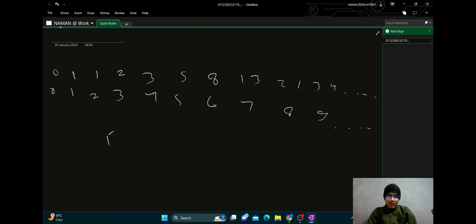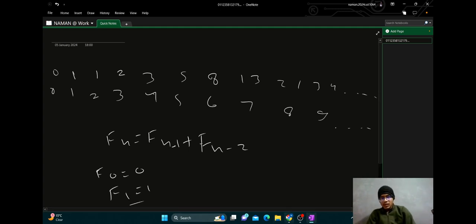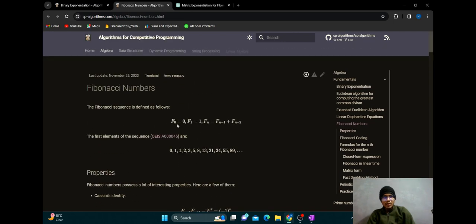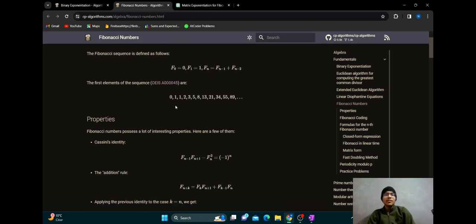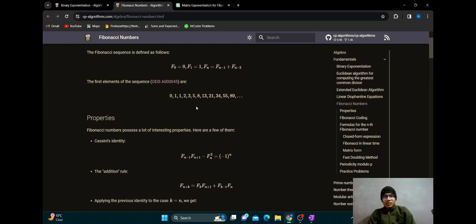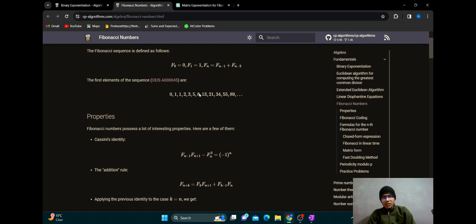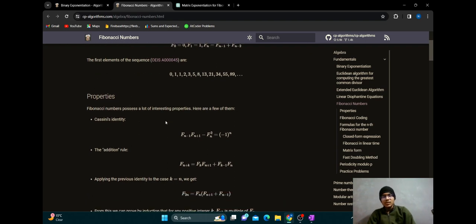So what is the general equation for it? It is f of n equal to f of n minus 1 plus f of n minus 2, and you are given f of 0 equal to 0 and f of 1 equal to 1. So it is the Fibonacci series. The Fibonacci sequence is defined as follows: f0 equal to 0, f1 equal to 1, and f of n equal to f of n minus 1 plus f of n minus 2. The series looks like this: 0, 1, 1, 2, 3. Any number is the sum of the previous two, except the zeroth and first number.